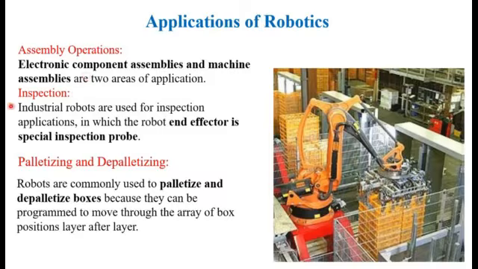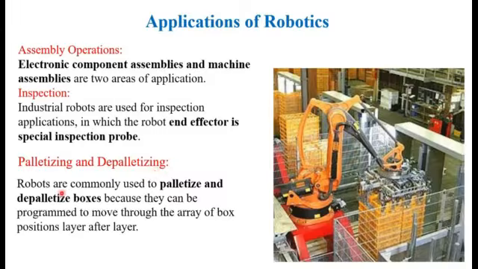Then in inspection applications, industrial robots are used in which the robot end effector is a special inspection probe. On this inspection robot, the end effector is a special inspection probe, which inspects the components.